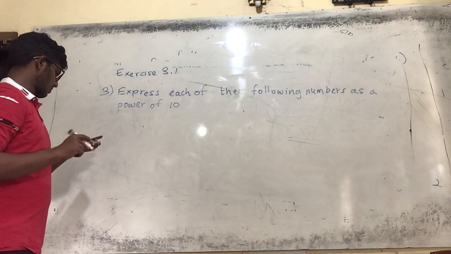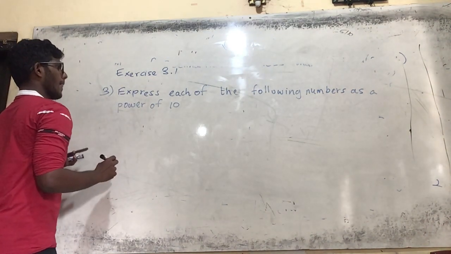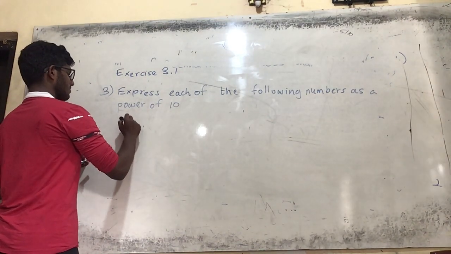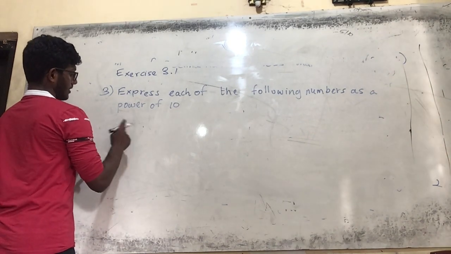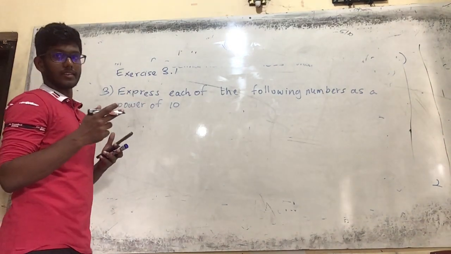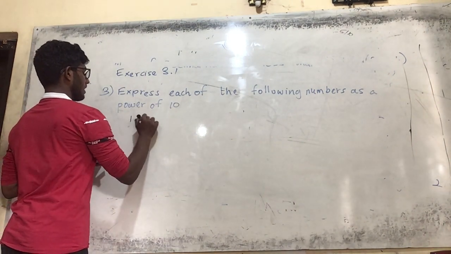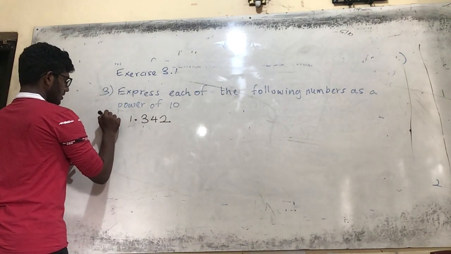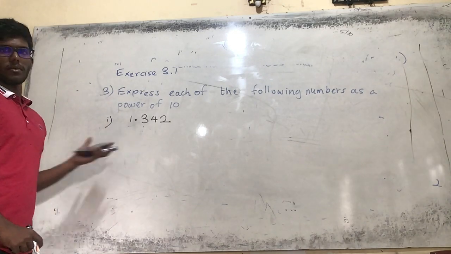So I will be starting now. They haven't given any positive number, so I will start with a positive number. They haven't given any number greater than 1, so I will start with a number greater than 1. So I am going to start with 1.342. This is not in the question, so for this question I take 1.34.